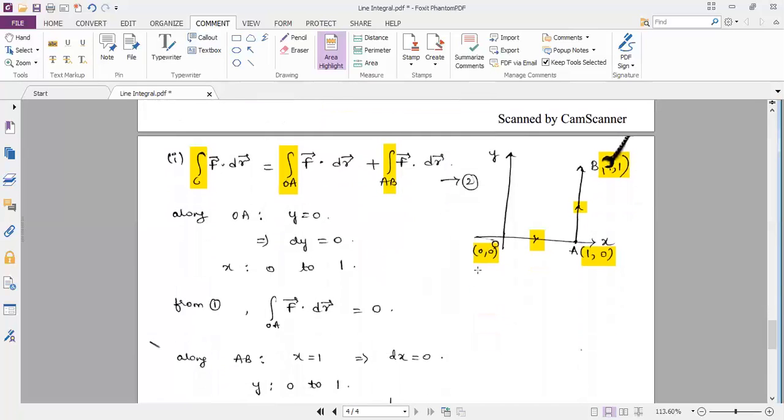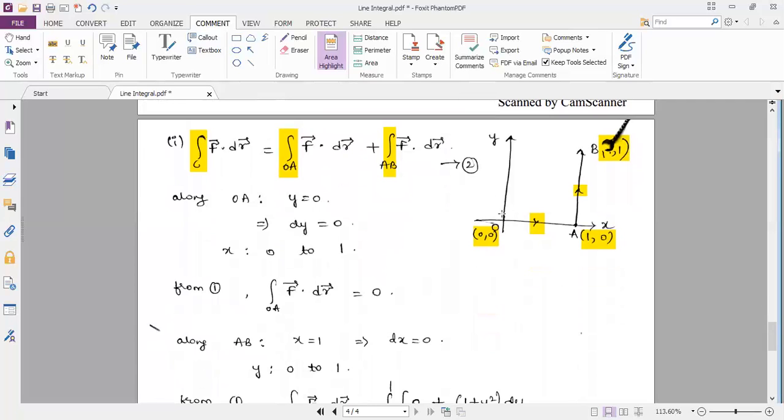Firstly, along the straight line OA, y is 0. The equation of the straight line joining OA is y is equal to 0. It's on the x-axis, which represents y is equal to 0. So dy will also be equal to 0 in this case, as the differentiation will also be 0. And we observe that x varies from 0 to 1. Looking into the limits, you can understand that x varies from 0 to 1.